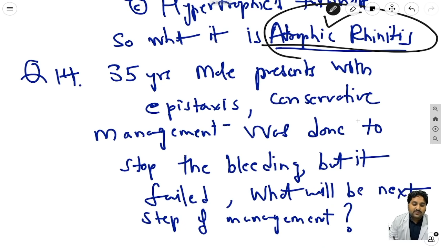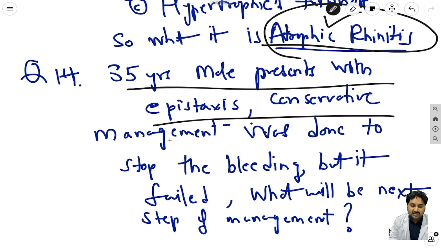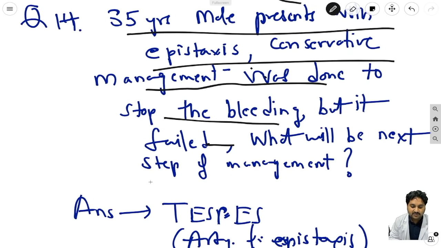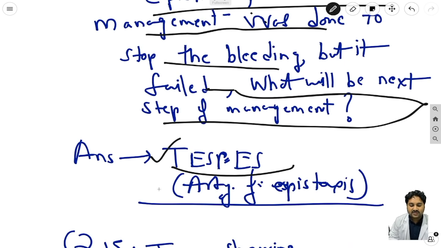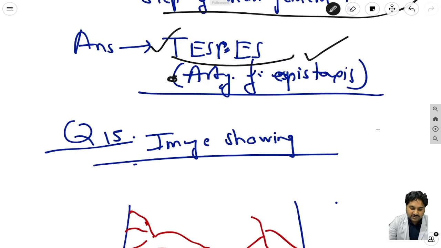Next question. 35 year old male presents with epistaxis. Conservative management was done to stop the bleeding, but it failed. So what will be the next step of management? The next step is ligation of the artery of epistaxis. This is the best possible management among all the possible options.